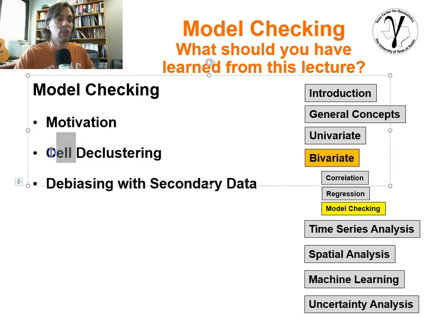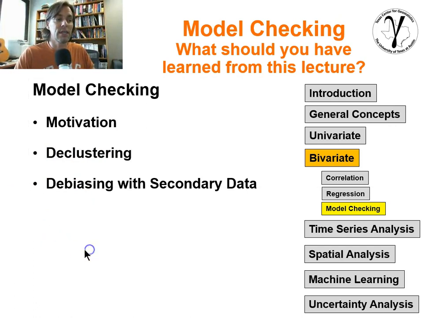Declustering technologies, cell-based and polygonal, were discussed. And how do we debias using a secondary piece of information that's easier to get, that's more exhaustively available, and the relationship between the primary and the secondary to map from a marginal to the conditional back through to the needed marginal. All right. Once again, I hope that this was a useful discussion for you.